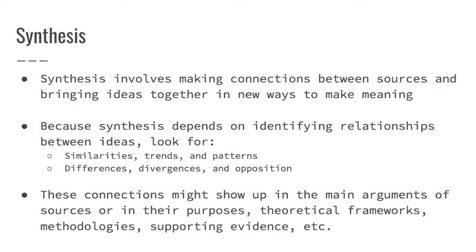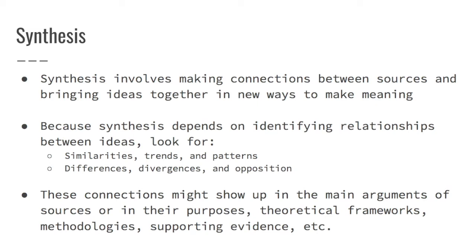So where does one source contradict another, or where are two sources making similar arguments, although they might be using different research methods or coming from different fields or something like that. So they can have different things going on with them, not just in their overall argument, but in the way that those arguments are developed.